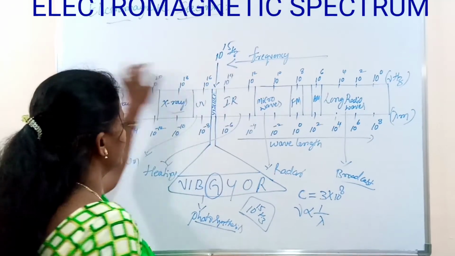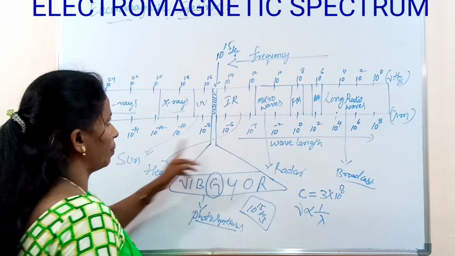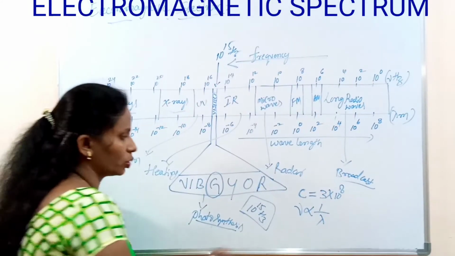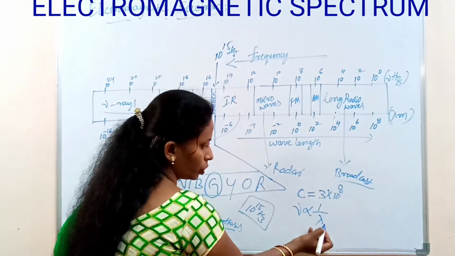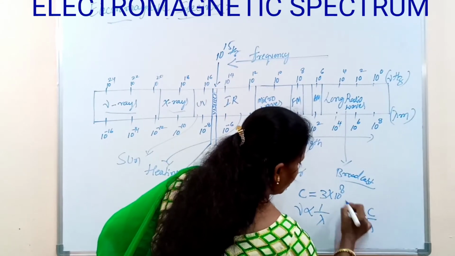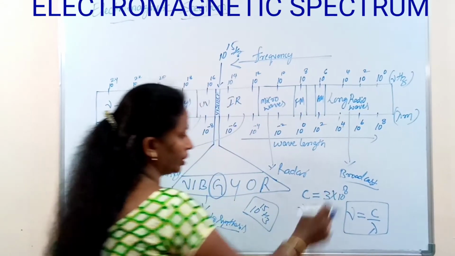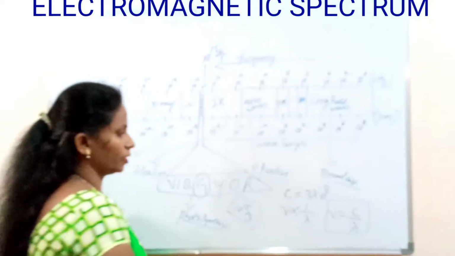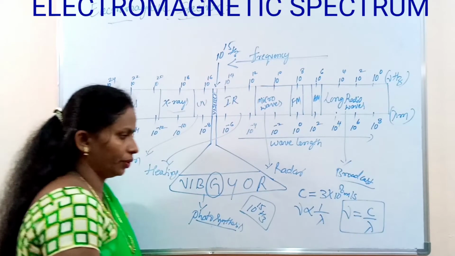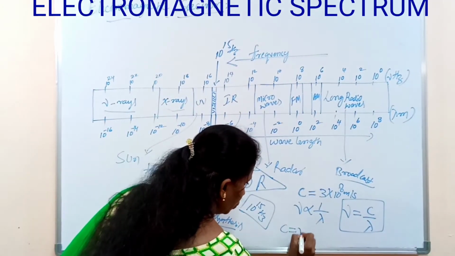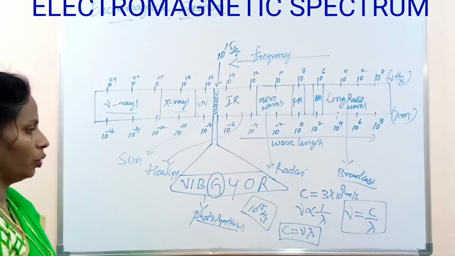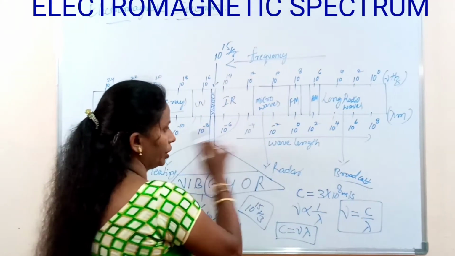If frequency increases, the lambda value decreases. If lambda increases, the frequency value decreases, so frequency nu is inversely proportional to wavelength, or nu is equal to c by lambda, where c is a constant. That constant, the velocity of light in space, is 3 into 10 to the power of 8 meter per second, or c is equal to nu lambda.